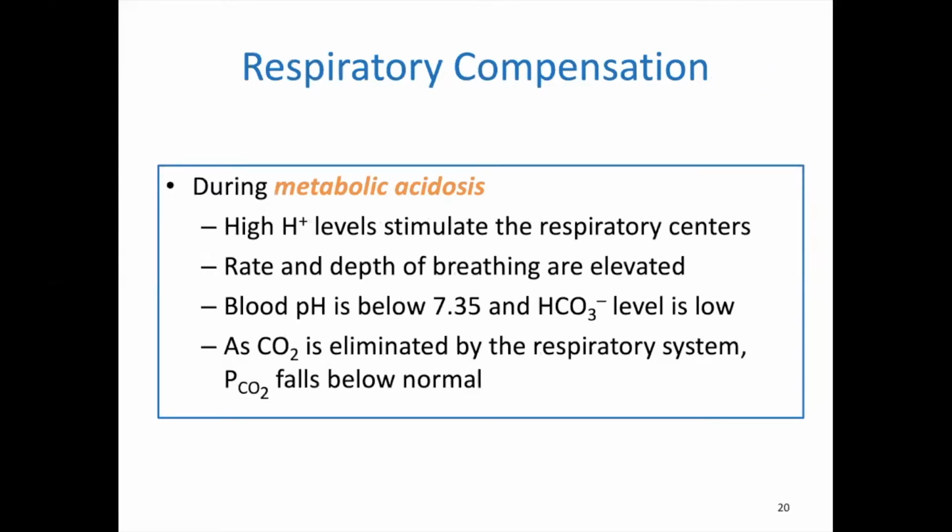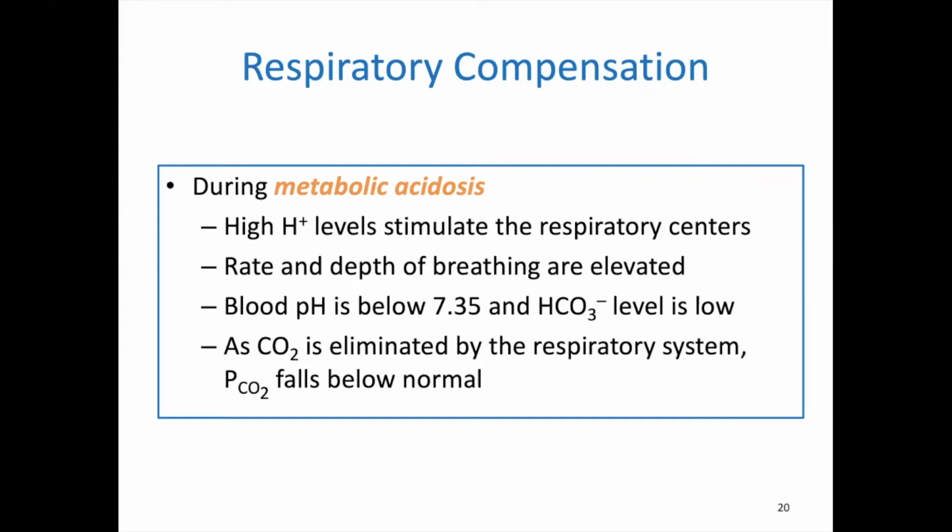So during metabolic acidosis, we have high levels of hydrogen ions that are stimulating our respiratory center, right? If we go back to the reasons on why we breathe, it's because we have an increase in hydrogen ions at the level of the medulla oblongata. When it's sensing that we have these high levels, it is our stimulus to be able to breathe. So we will start to breathe more quickly and with larger depth in order to try and offload those hydrogen ions. Because we have so many hydrogen ions, the blood pH is below 7.35. And you'll also see the bicarbonate levels are low.